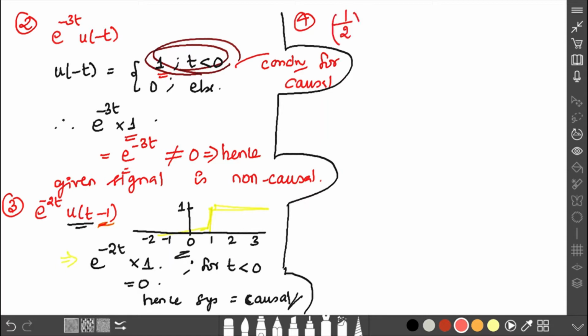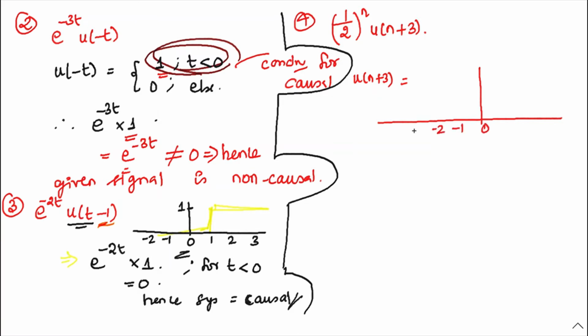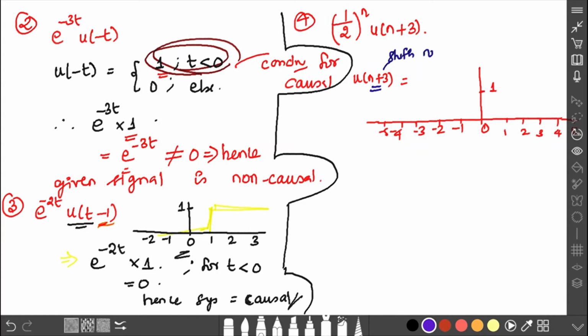Again one more example, 1 by 2 whole power n u of n plus 3. So u of n plus 3 is nothing but the step shifted 3 times to the negative side. It can be drawn like this, for 0 to 1, 2, 3, 4, 5 to the right, and 0, minus 1, minus 2, minus 3, minus 4, minus 5 to the left, with the unit step signal having an amplitude value of 1. For n plus 3, the value will be drawn like this, the blue shaded signal, where the value is equal to 1 for n greater than minus 3.